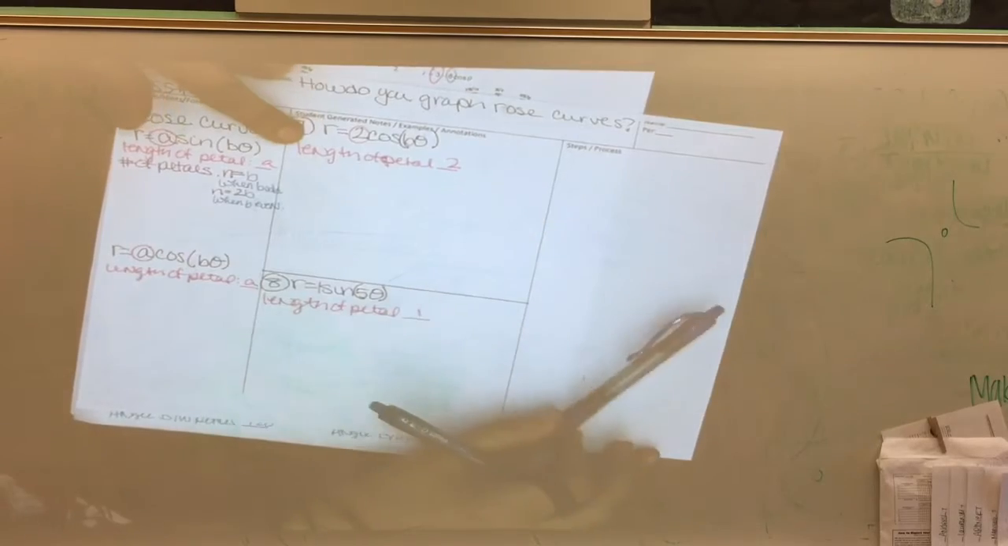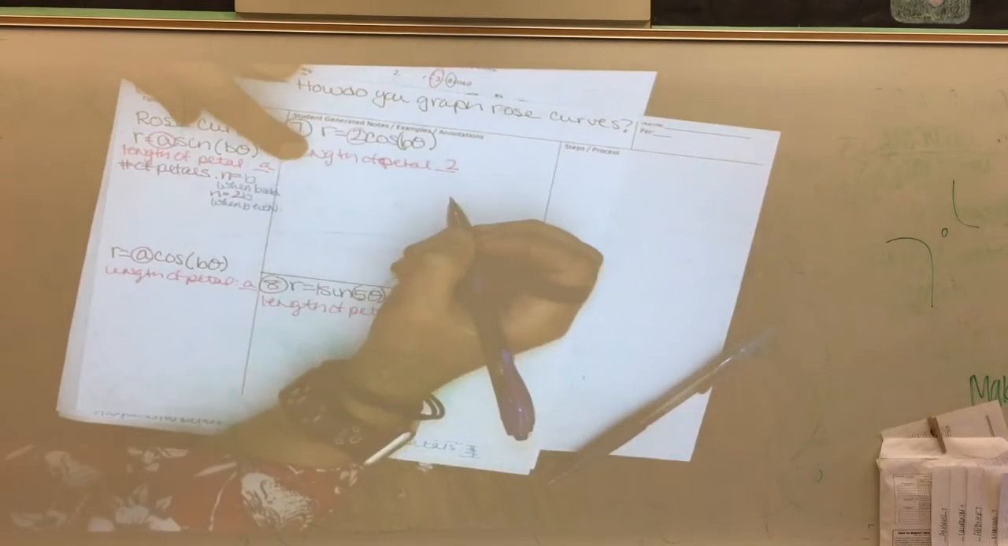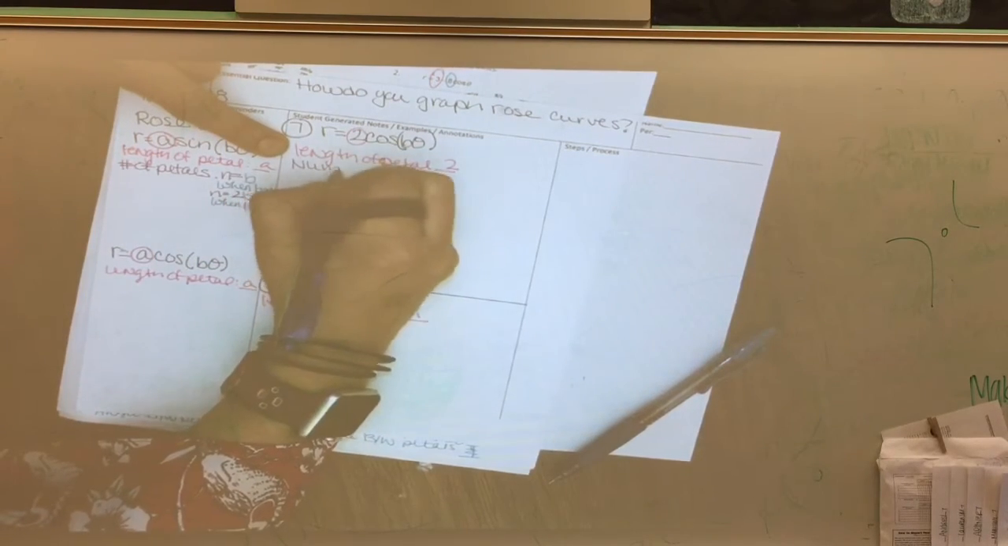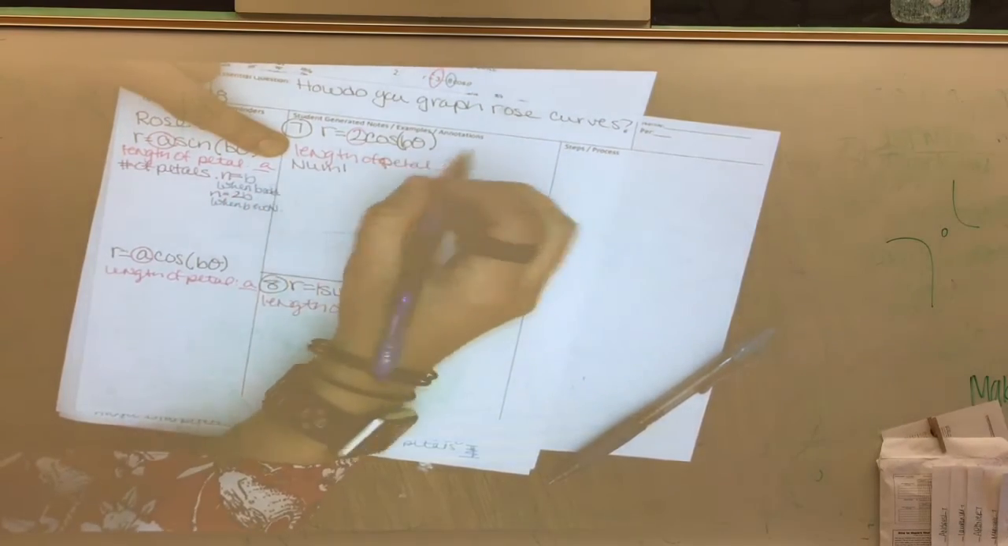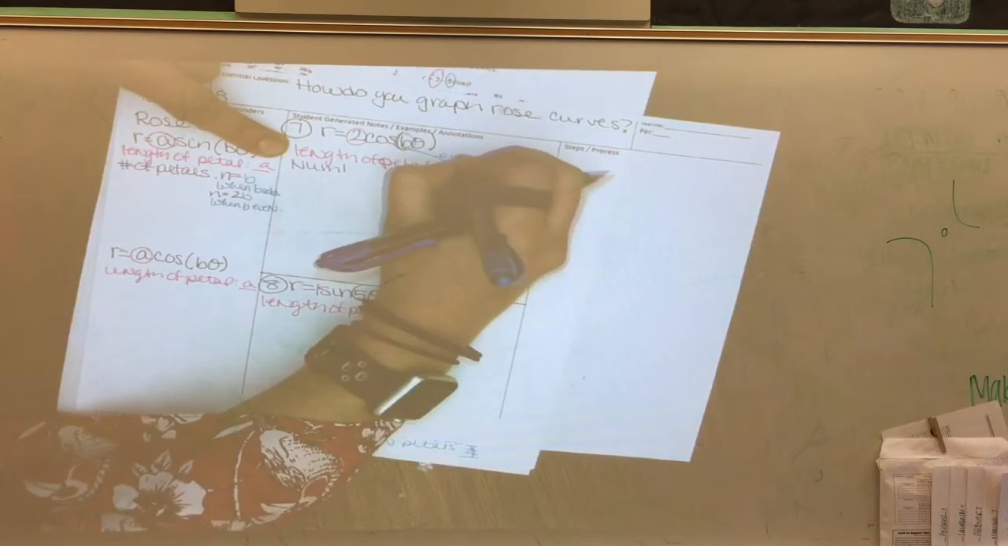Okay, so I need to know the number of petals for this one. Megan, can you tell me how many petals we're going to have for number 7? 6. It won't be 6, because 6 is an even number. So it will be 12.